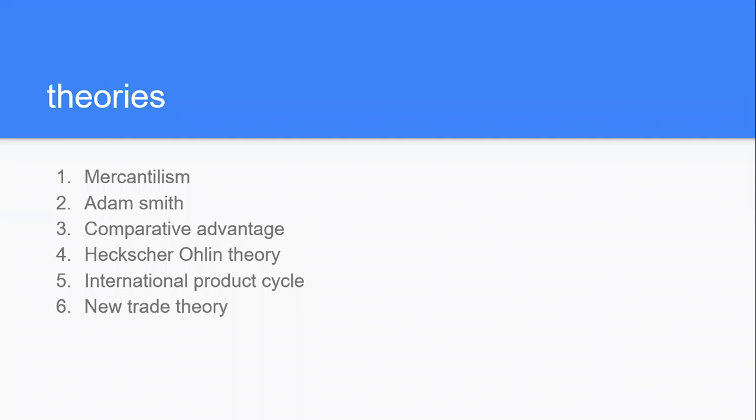Now, about the flaws or weakness of mercantilism theory: high restriction is likely to lead to impaired growth. That's the biggest flaw of mercantilism theory.